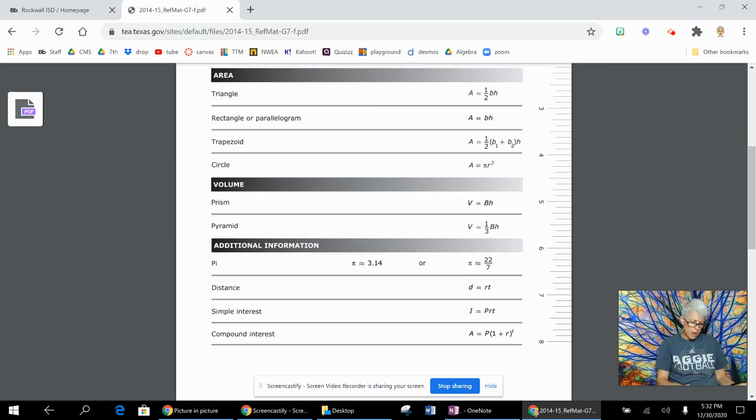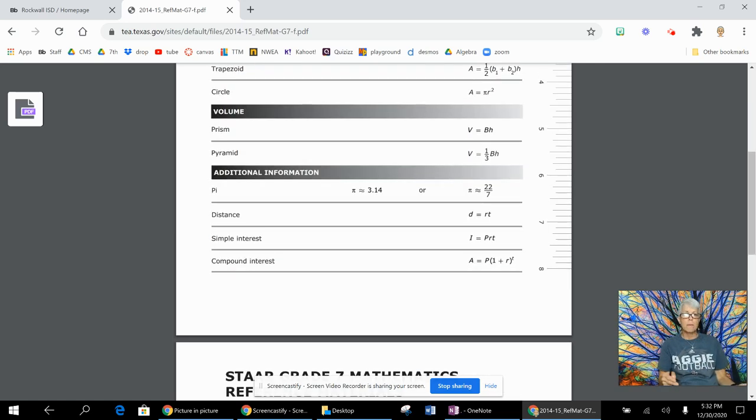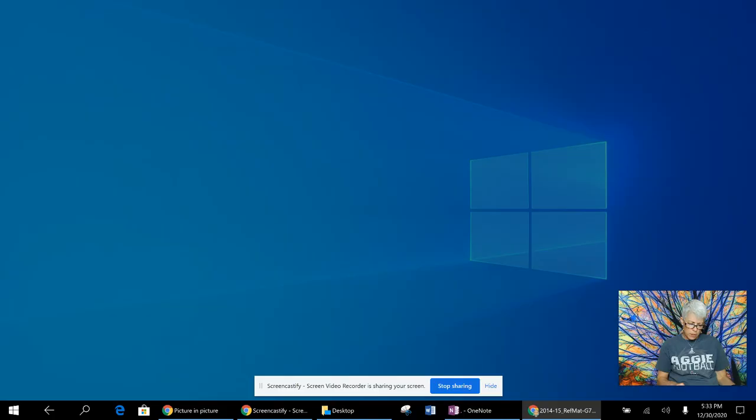Let's see, I think pi, yes. If you look down towards the bottom of this formula chart, you'll see where it says additional information. It says pi, and then they tell you what pi is. Pi is 3.14, and that's an approximation, and we'll talk about that later. Or as a fraction, 22/7. We don't look at that fraction too often. We pretty much focus on 3.14. So with all that said, let's get going and let's talk about the circle.